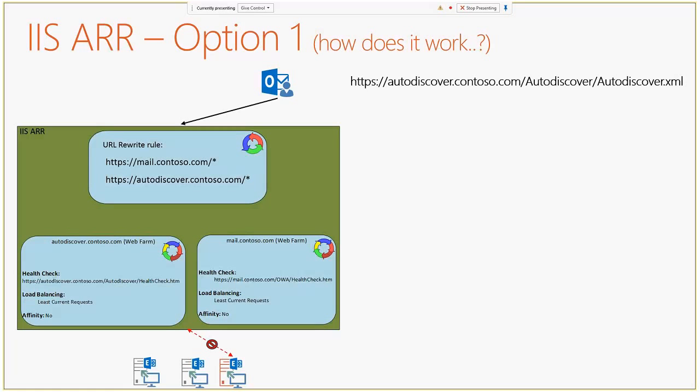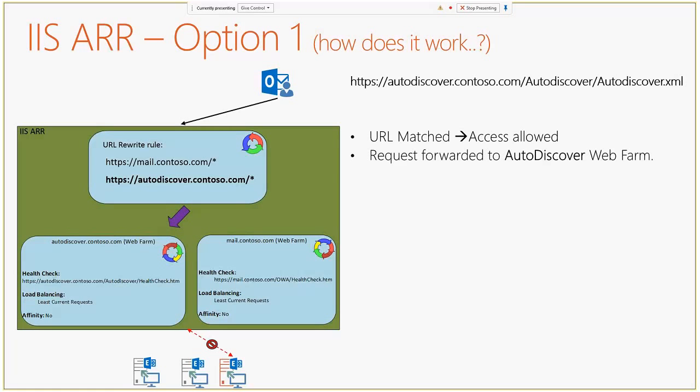Nope, because the HTTP host value is not going to match. So it's going to try the second one, the autodiscover.contoso.com. And it's going to say, yep, that's the one, really. And the autodiscover.contoso.com should be redirecting or proxying the traffic to the autodiscover.contoso.com web farm.